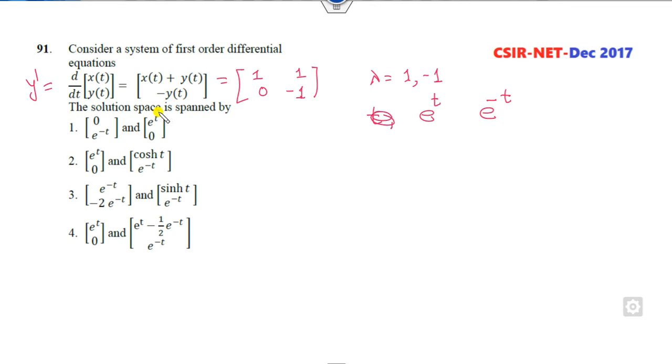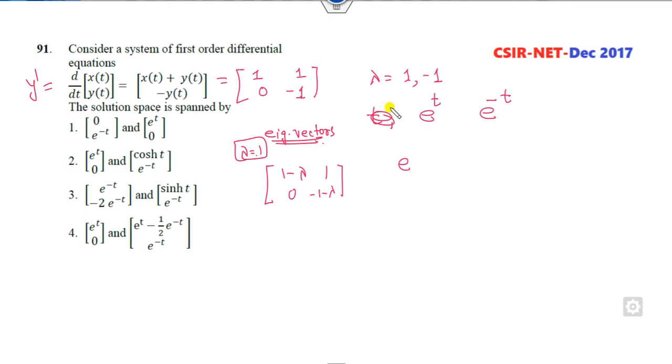So what is the meaning of the spaces? You have to find the eigenvectors. But how can you do that? You consider A minus lambda I. So corresponding to lambda equal to 1, you find the eigenvector.